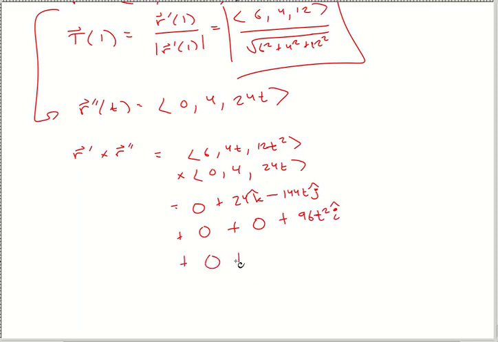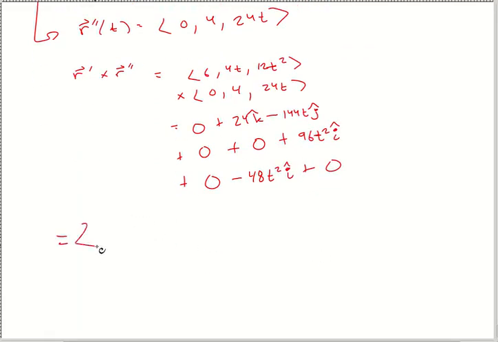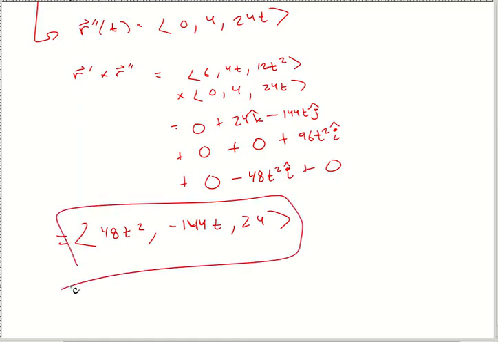Keep going. Anything times 0 is 0. 12 times 4 is 48. But this is going to be a negative i component, so what I'd like to do instead is a negative 48t squared. If you notice, there's t squared in there. i component. And then always a 0. So let me find out what that would be. All my i components here: 96t squared minus 48t squared is going to be a positive 48t squared. My j component would just be that negative 144t, and then my k component's just the 24. And there you go. That's your answer there.